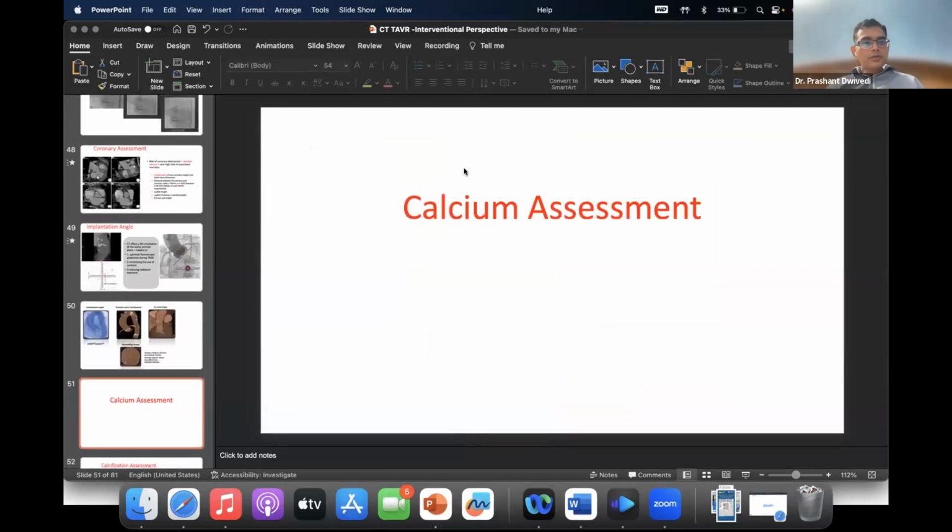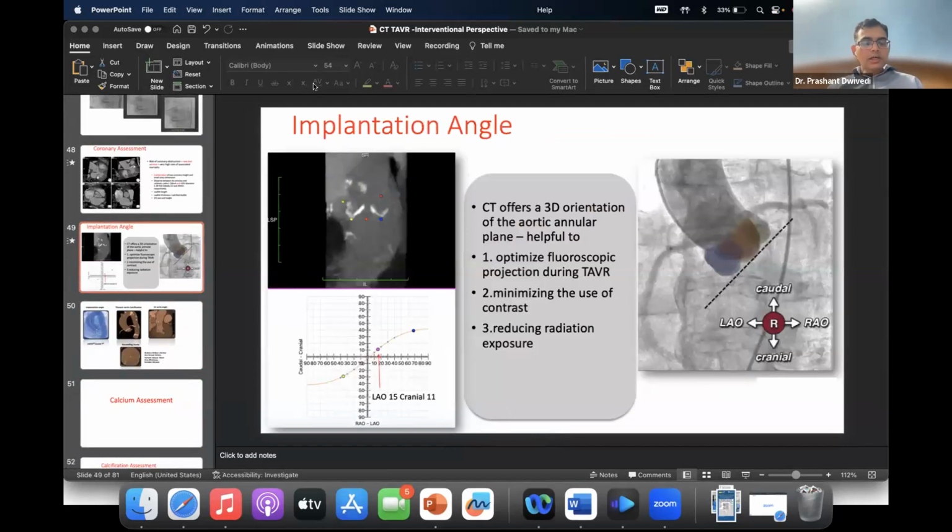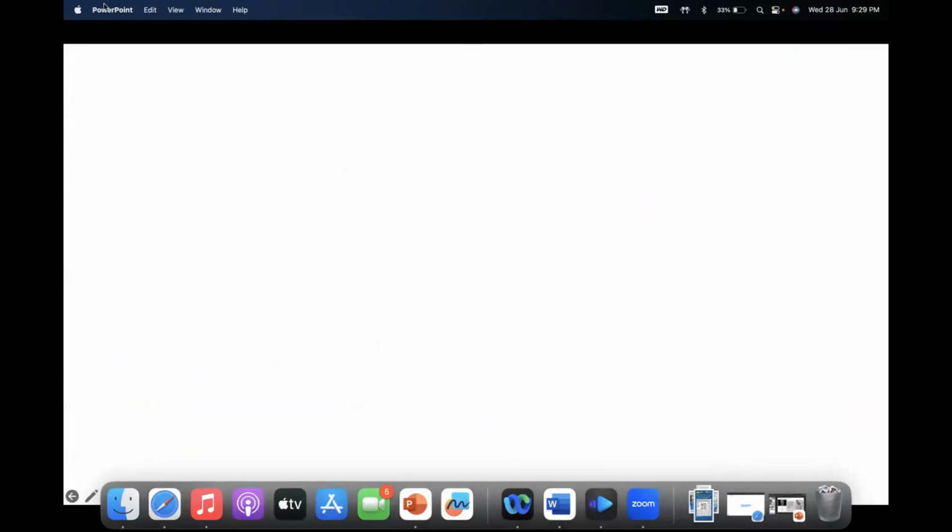Unfortunately, I don't have that slide on how to measure the angle. No problem, no problem. We can share it with them later on.